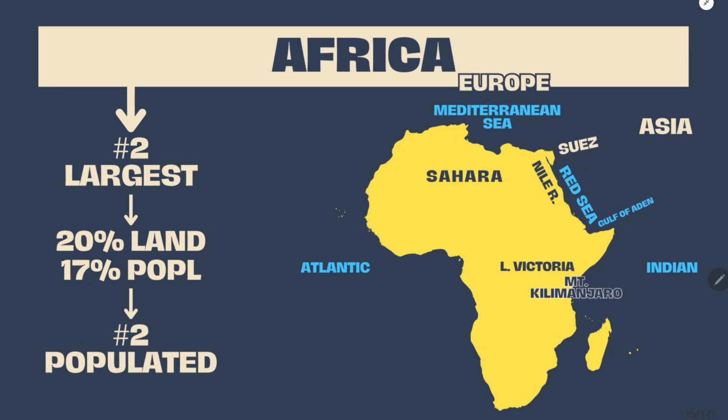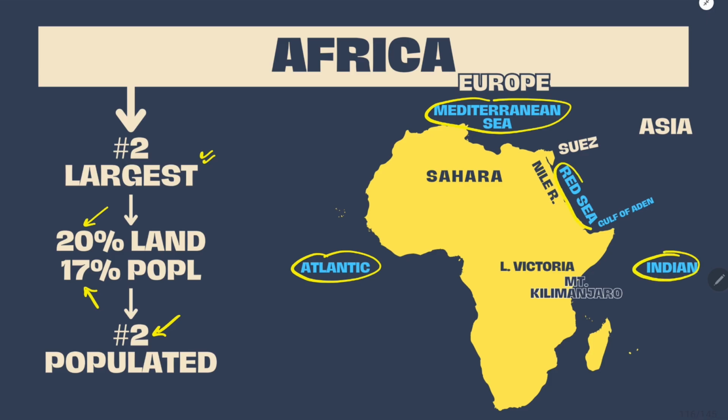Next we saw Africa, which is the second largest continent. It covers 20% of the world's land area and is home to 17% of the world's population, making it the second most populated continent after Asia. It is surrounded by the Mediterranean Sea to the north, the Atlantic Ocean to the west, the Indian Ocean to the east, and the Red Sea to its northeast. It is separated from Europe by the Mediterranean Sea and separated from Asia by the Suez Canal, the Red Sea, and the Gulf of Aden. Further, important features of Africa that we saw are the Sahara Desert, the Nile River, Lake Victoria, and Mount Kilimanjaro.